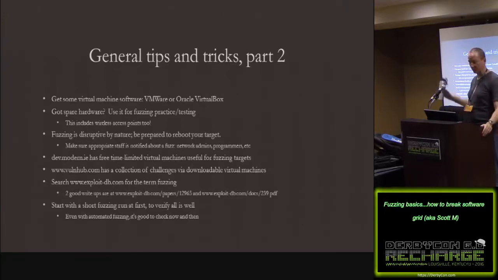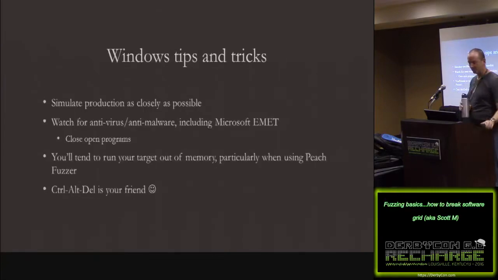Start with a short fuzzing run at first to make sure that everything is good. Just a few iterations to make sure that your target program is responding or not responding, as the case may be, to see what's happening. Make sure you're getting feedback from your fuzzer that's useful for you, like a packet capture or logging or something like that. For Windows, simulate production as closely as possible so your fuzzing run will be as accurate as you can make it.